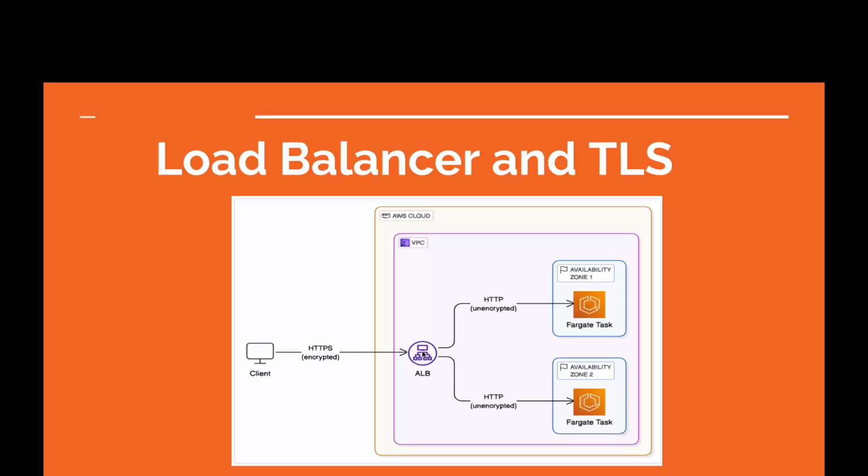The TLS termination is happening here at the load balancer, which means that the encrypted connection ends here. So by default, this traffic within the VPC between ALB and the application will be left unencrypted.